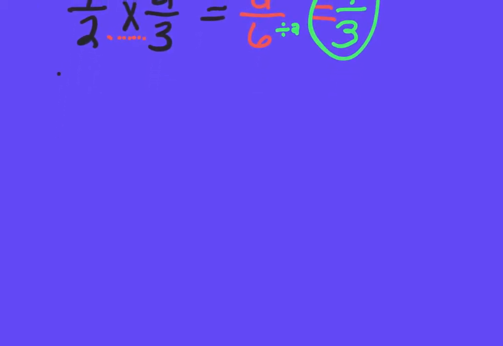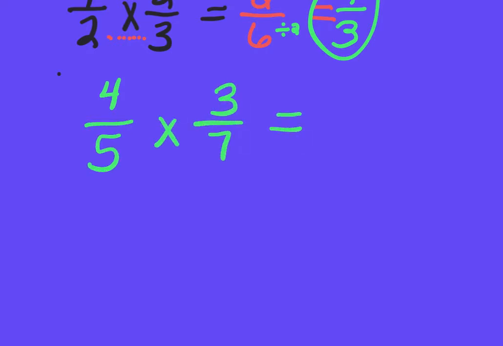Let's try another one. 4/5 times 3/7 equals. Very easy. All you have to do is multiply straight across. Numerator times numerator. 4 times 3 is 12. Straight across, denominator times denominator. 5 times 7 is 35. I look at 12 over 35.